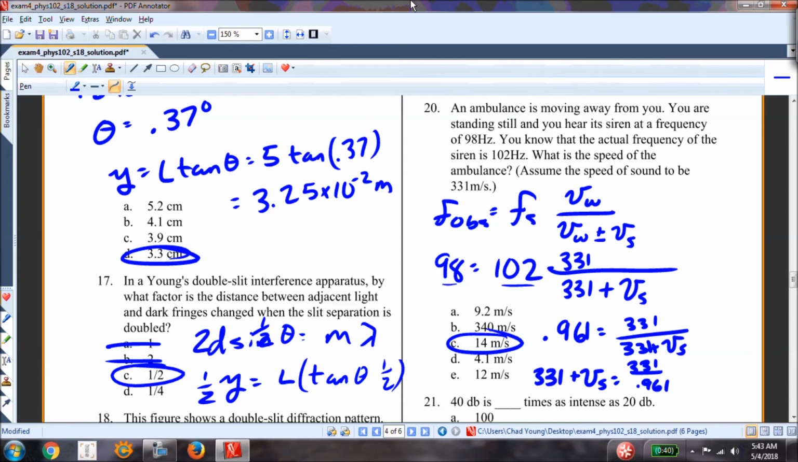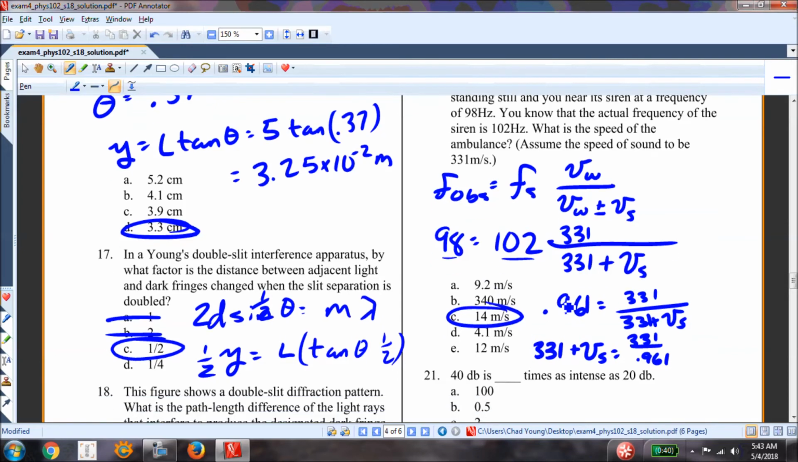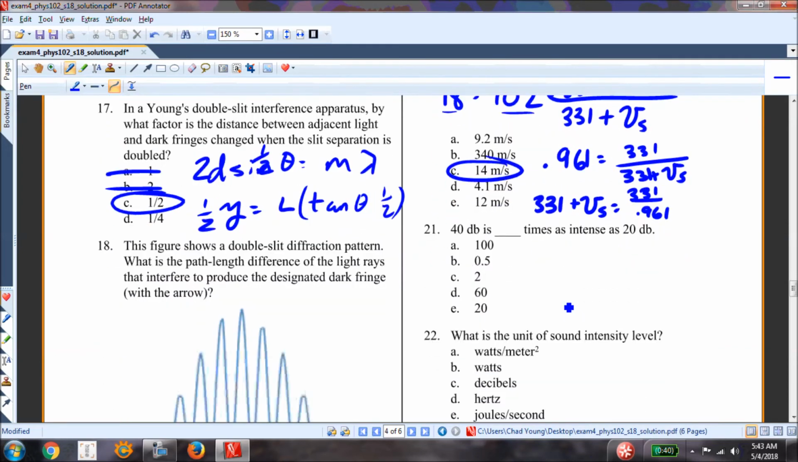Yeah, it should be C. All right, I rounded off here, but it should be 14 meters per second. 40 dB is how many times as intense? Well, the difference in the intensity level is 20, right? That's 40 minus 20 is equal to 20. And a difference in decibels of 20 is equivalent to 100 times as intense.